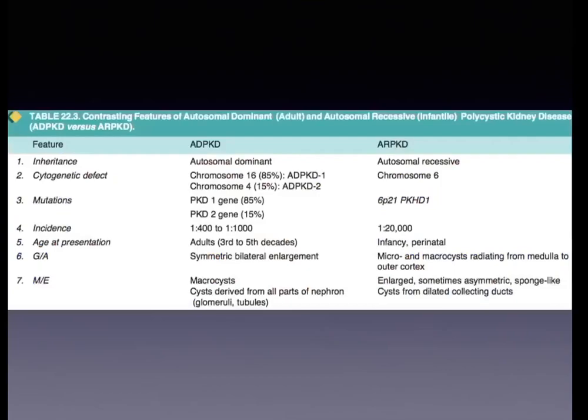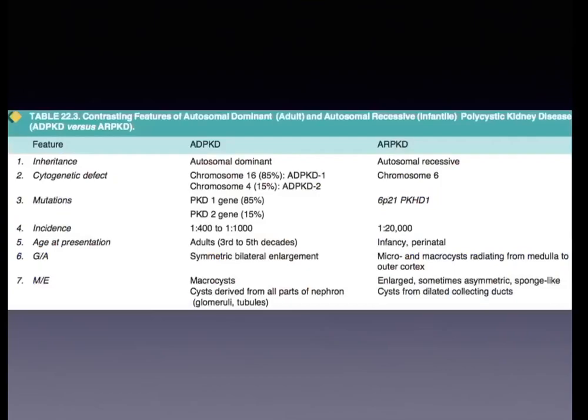So here is a table which shows contrasting features between adult polycystic kidney disease and infantile polycystic kidney disease. The mode of inheritance is autosomal dominant, and it is recessive in the infantile type. The mutation is in the PKD1 gene, and in the infantile type it is in the PKHD1 gene.